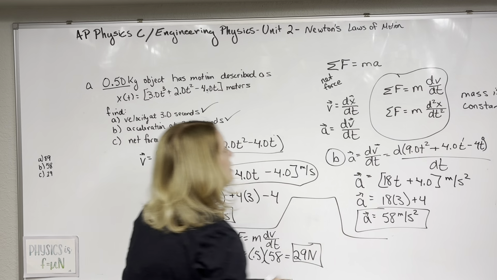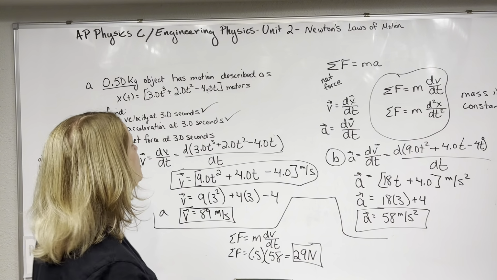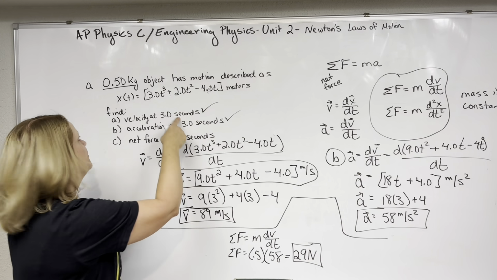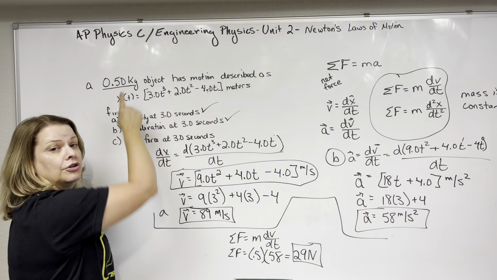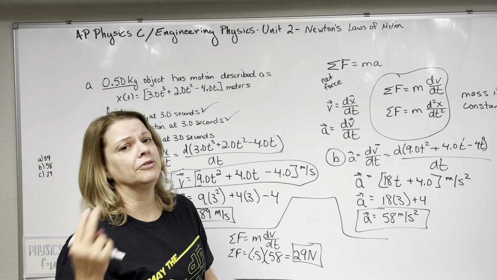newtons. Now remember, everything has to be in kilograms, meters, and seconds. So if they gave you milliseconds here, you got to get it to seconds. If they give you grams up here, you've got to get it to kilograms. Because everything in Newton's laws is kilograms, meters, and seconds.